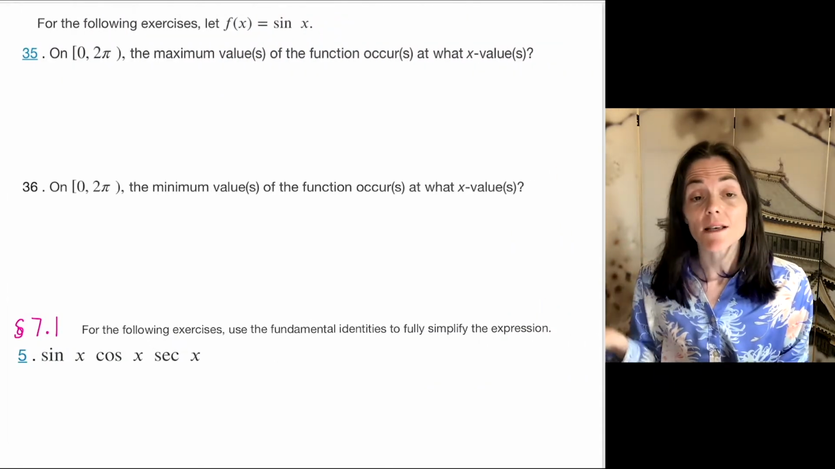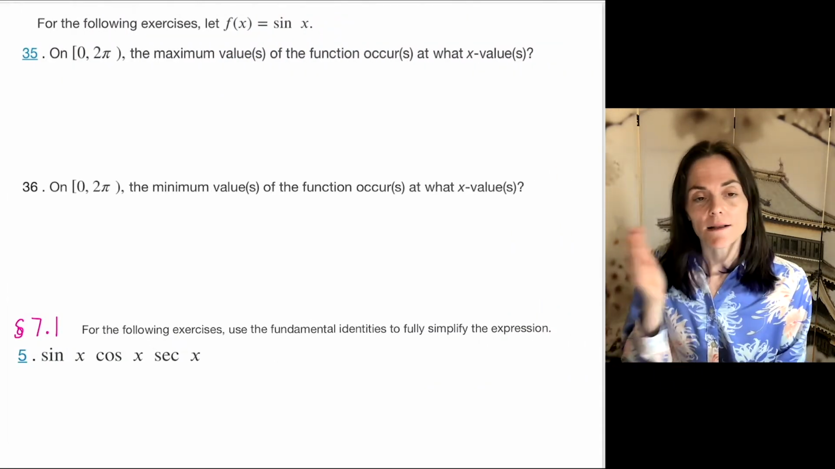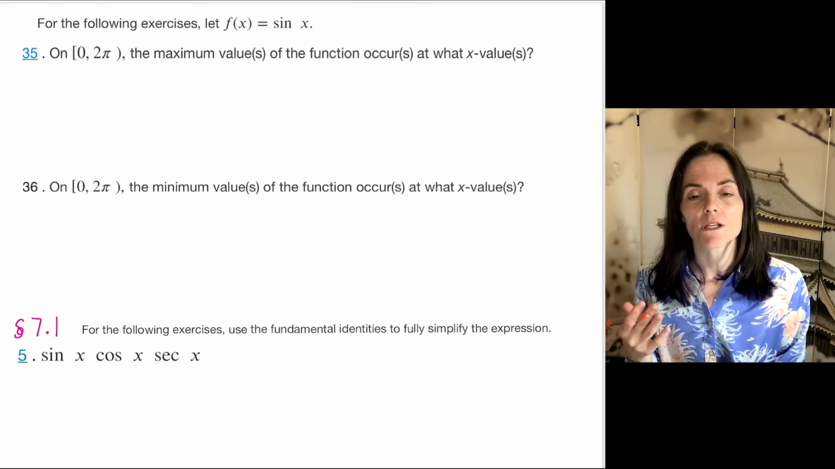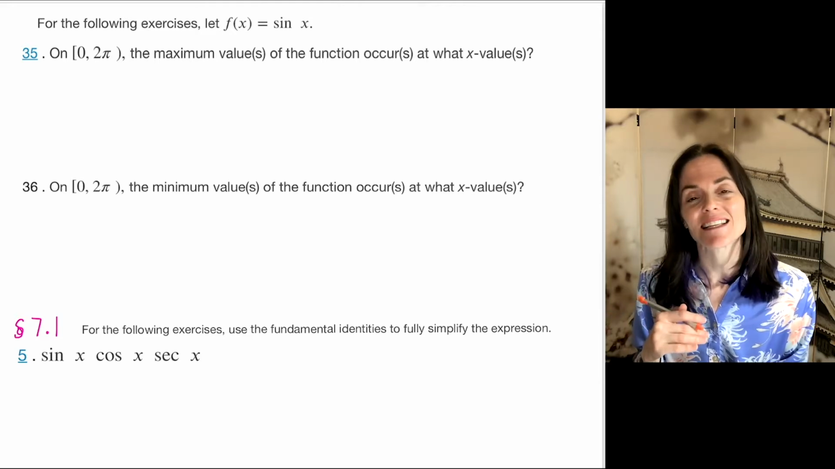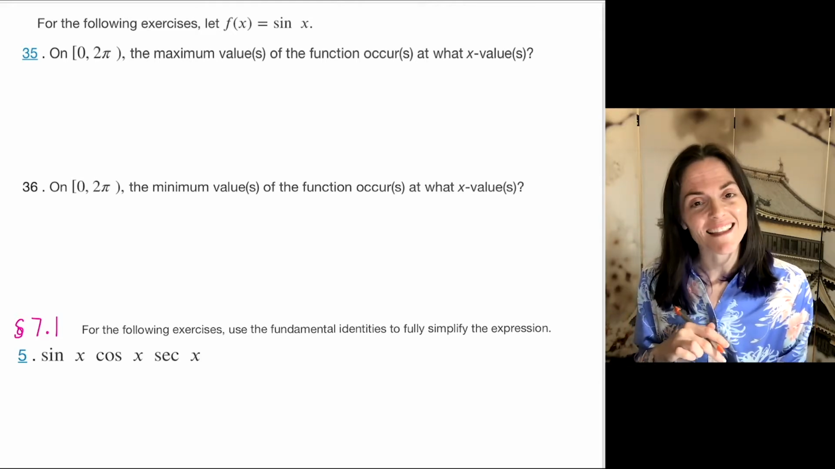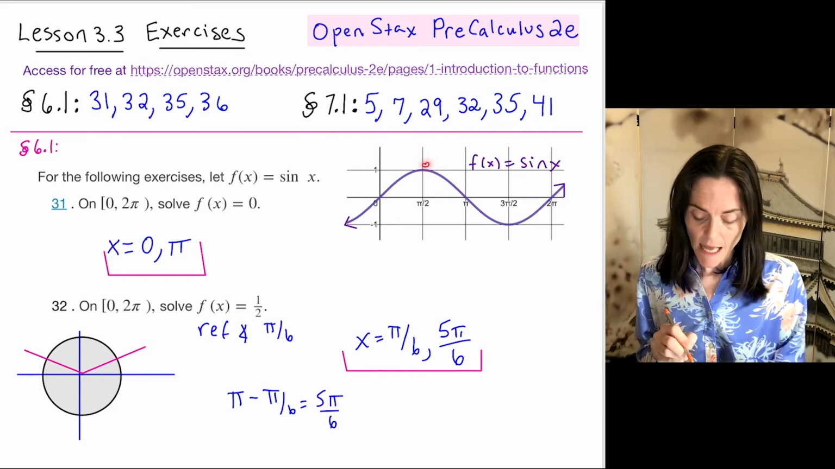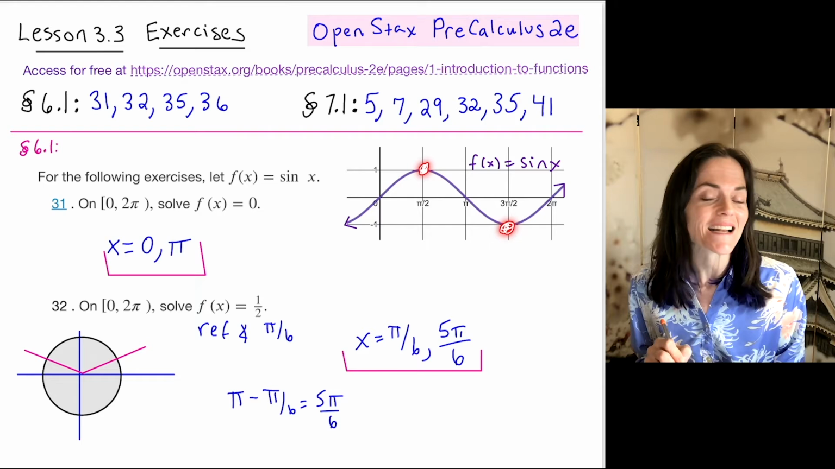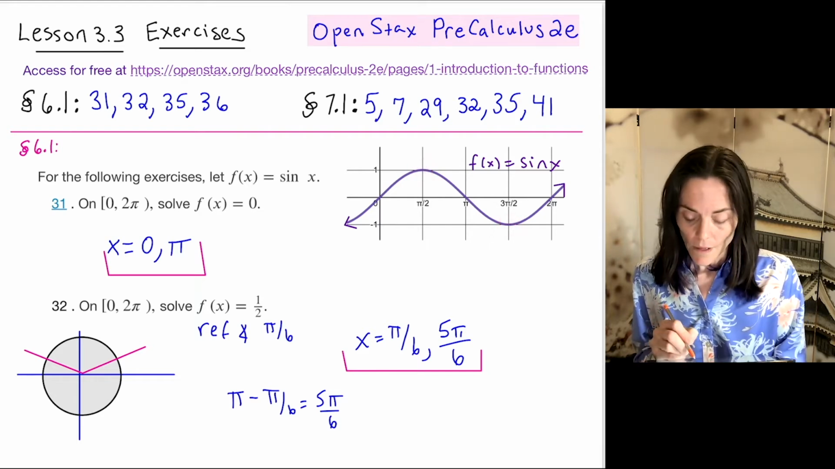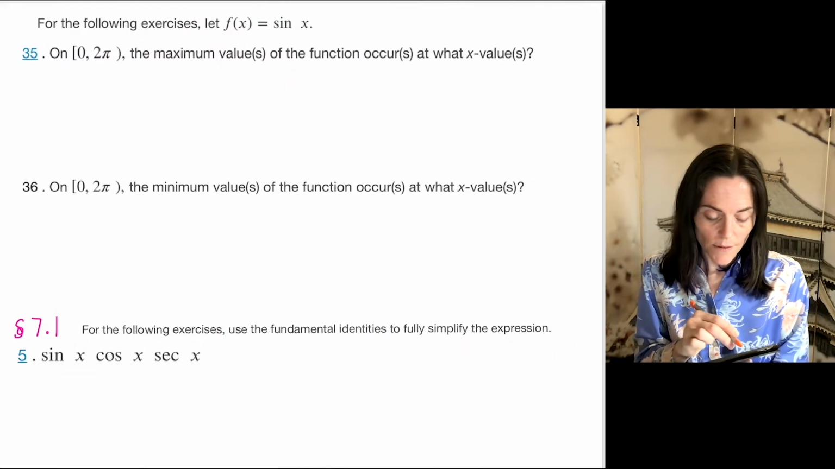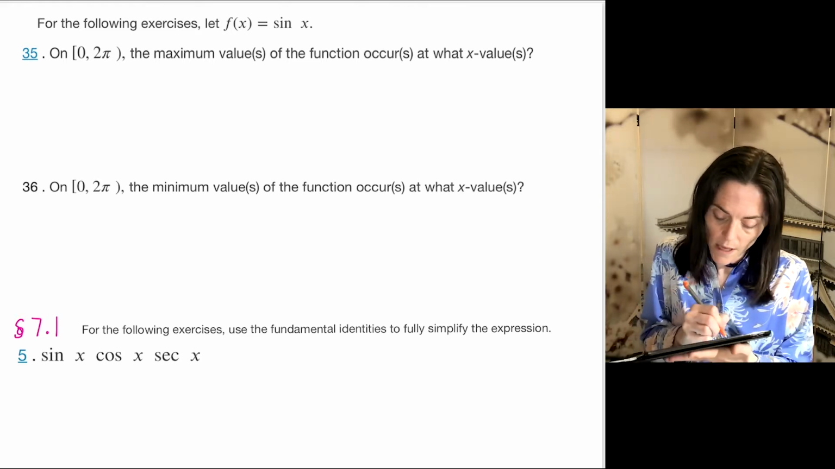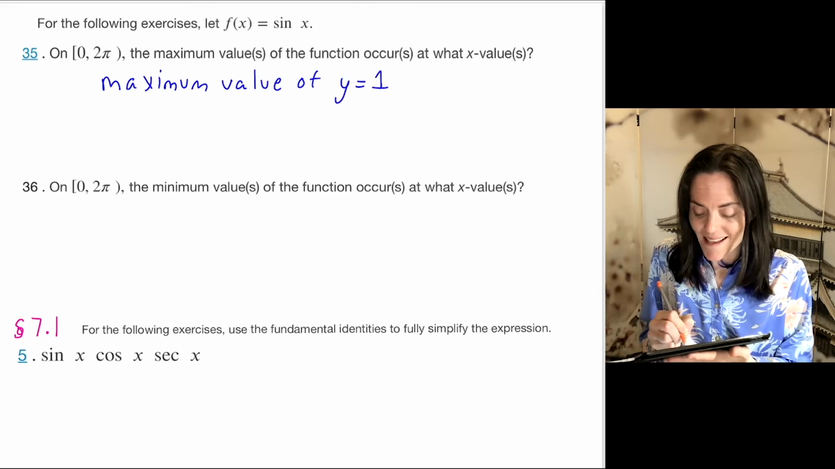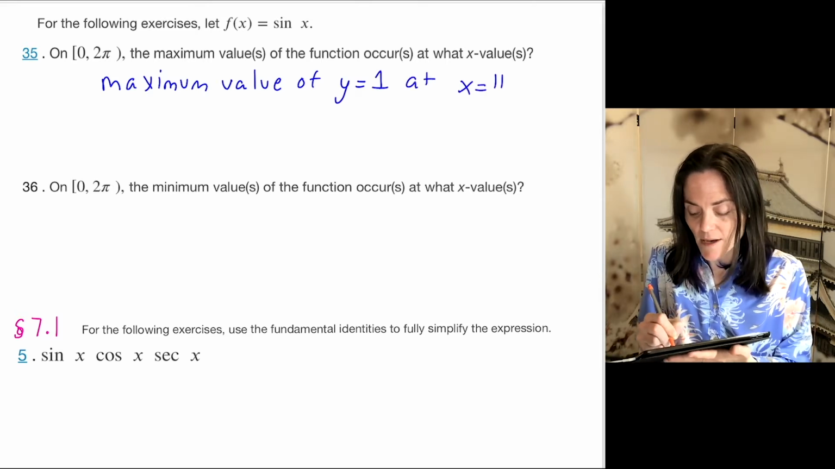Now, we're still considering f of x as the sine of x. On 0 to 2 pi, open at 2 pi, at what x value does the maximum value of the function occur? And then the next question is about the minimum value. Well, we can go back and look at the graph. That's one way to attack this. You see the maximum value the sine takes is 1, and the minimum value the sine takes is -1. So this occurs at pi over 2. So let's write the full thing. We have a maximum value of y equals 1, and this occurs at x equals pi over 2.